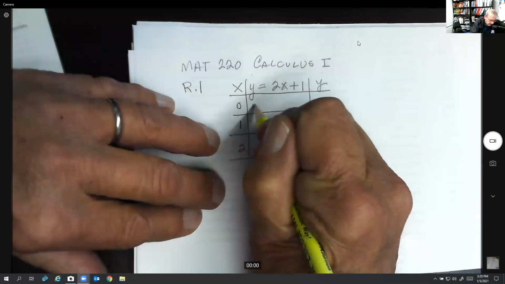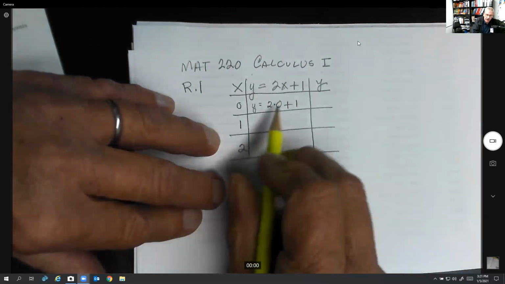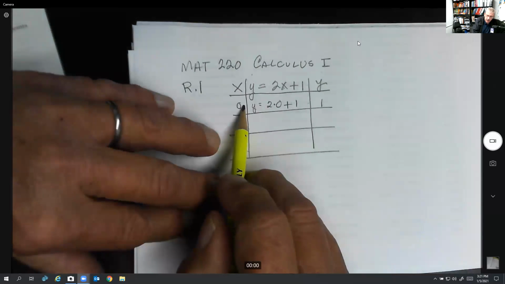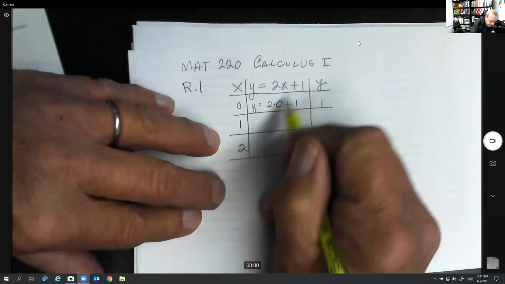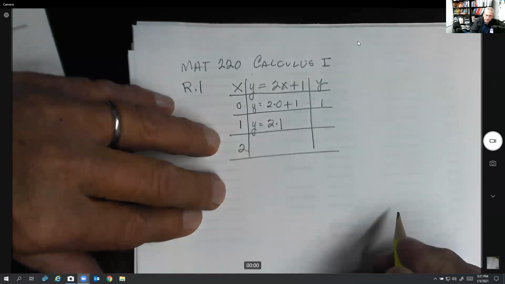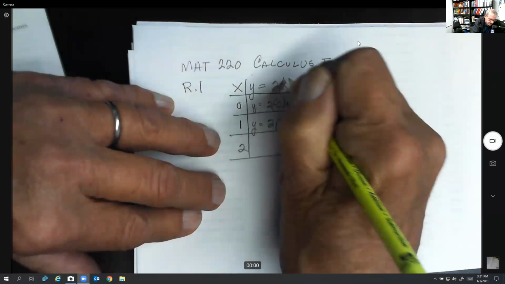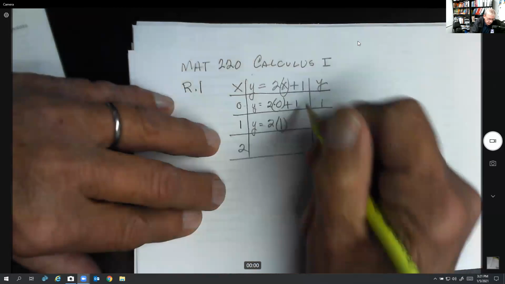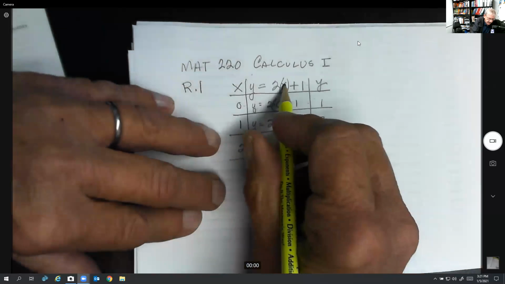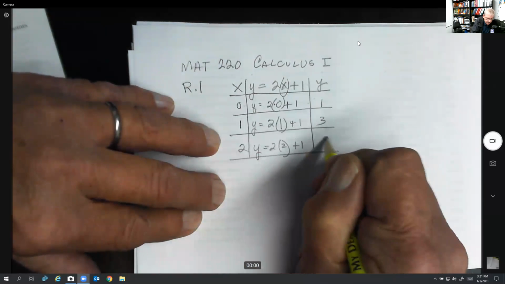So if we put in a 0, this is kind of a workspace. I get 2 times 0, 0, plus 1, 1. So when I replace x with a 0, I get a 1. Okay, now I'm going to replace x with a 1. So this is 2 times 1. I should maybe put this in parentheses to show you the x is being replaced with these numbers, 2 plus 1, 3. Pretty basic. And now I'm going to replace the x with a 2, 2 times 2, 4 plus 1, 5.